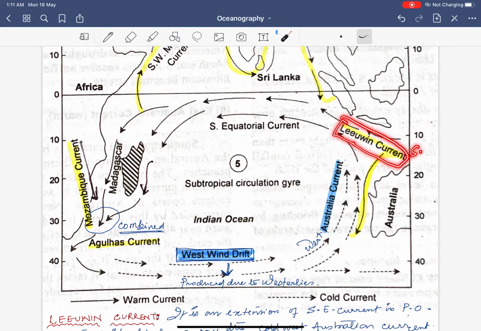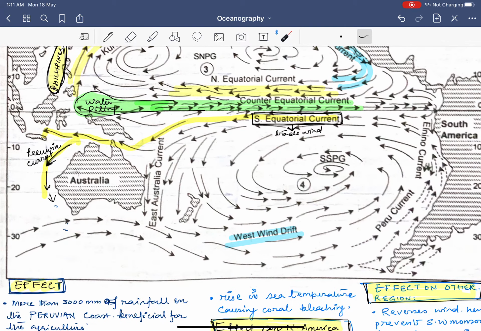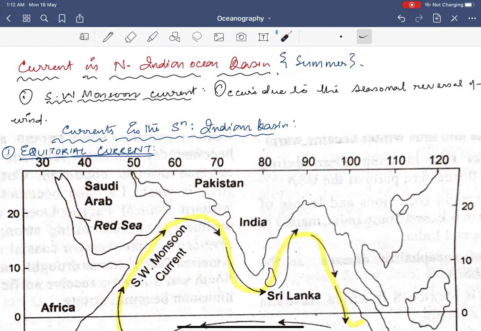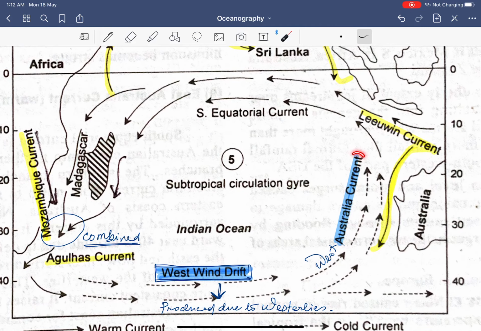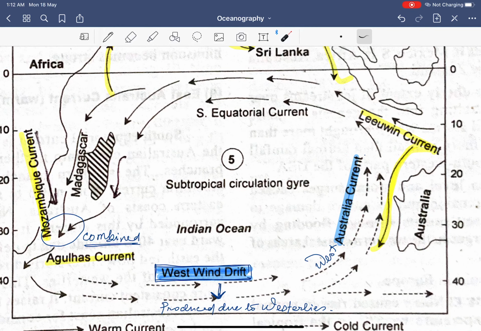Again, this leeuwin current originates because of the south equatorial current in the Pacific Ocean. As you can see in the diagram itself, look over here. The south equatorial current moves through the Australian coast and over here into the Indian Ocean as your leeuwin current. This leeuwin current is nothing but your warm current. Despite the flow of your Australian current, this leeuwin current actually displaces this cold current. Hence, there is almost 1300 millimeter of rainfall on your Western Australian coast. Hence, the Western Australian coast is not a desert.